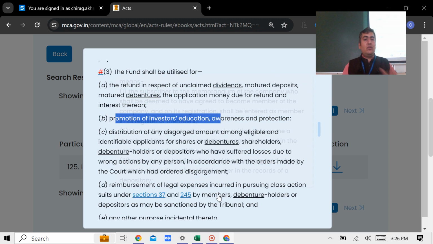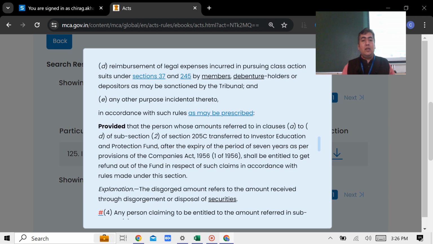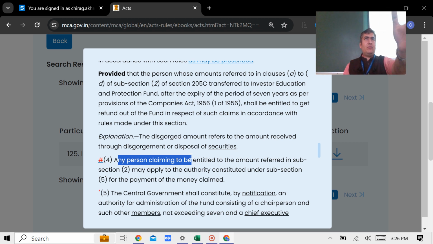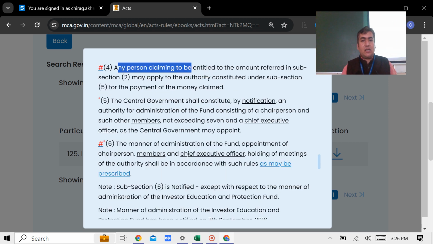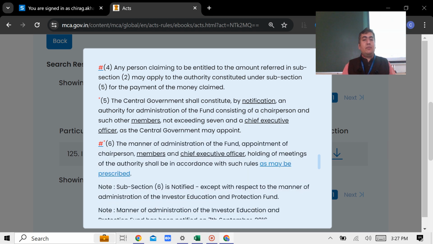Okay. After that, next one is anyone who wants to claim the things may apply to IEPF by filing certain forms. I think I told you that form IEPF 5 करके form था. You can put the details and you can pay some fees and your inquiry will start. The manner and the administration, no, this is the competition point. So there will be chairperson, members, and chief executive officer who they will hold the meetings according to the rules.